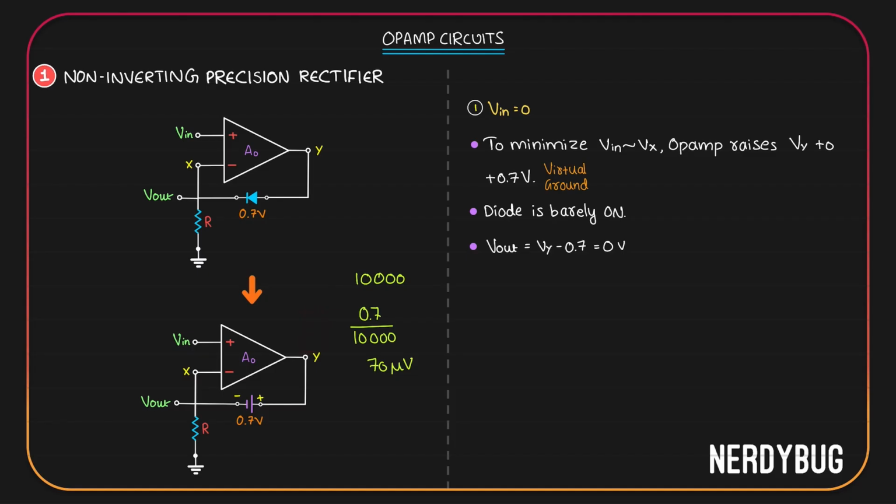Isn't this exactly why we call it a precision rectifier? It can work with very small signals. Here, Vout and Vx are equal. When virtual ground condition is satisfied, these two potentials are approximately equal. Let us write they are equal. And input is 0, so all of these will be 0. Potential at point Y is 0.7 volt because the op-amp was trying to just switch on the diode.